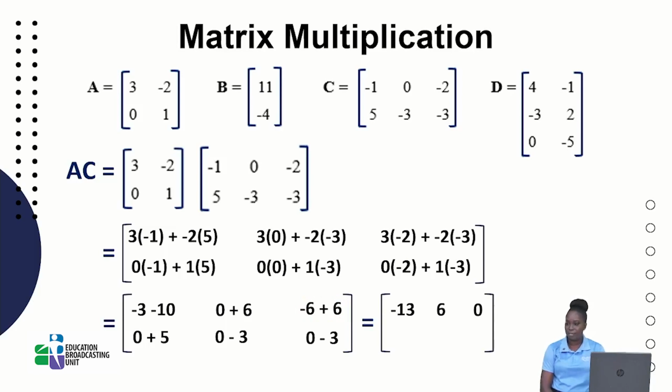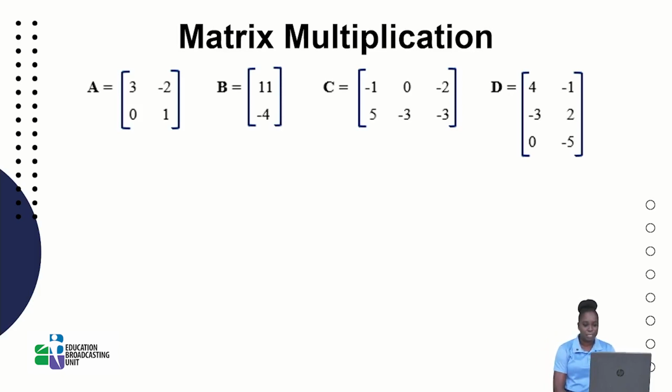Because when the signs are different, we subtract and keep the sign of the greater. But in this case, they're both 6. And so 6 from 6 is 0. 0 plus 5 is 5. And 0 minus 3 is negative 3. And finally, again, 0 minus 3 is negative 3. And so our answer for AC would be negative 13, 6, 0, 5, negative 3, negative 3.